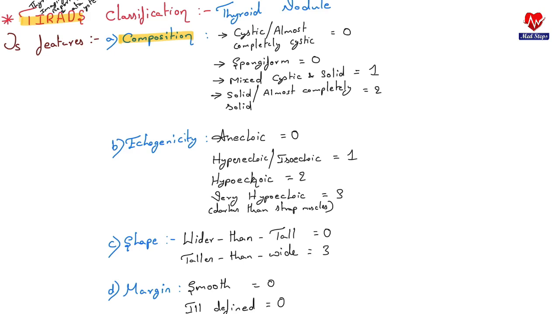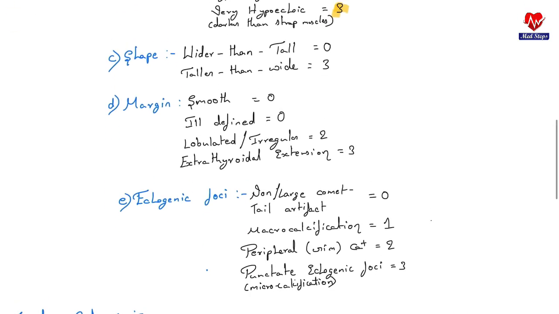Echogenicity means anechoic is 0, hyperechoic and isoechoic will be 1, and hypoechoic is 2, and very hypoechoic, which is darker than strap muscle, is 3. Okay, next, based on shape, if it's wider than tall, then they will give 0. If it's taller than wide, then they will give 3. Okay, if its margins are smooth, it will be 0, and if it's ill defined, then they will give 0, and if it's lobulated or irregular, then they will give 2, and if there is extrathyroidal extension, they will give 3.